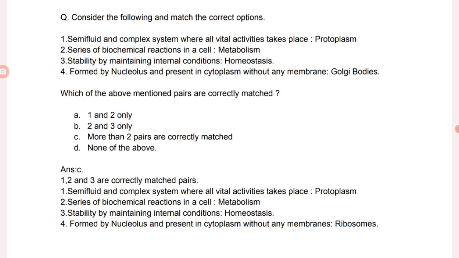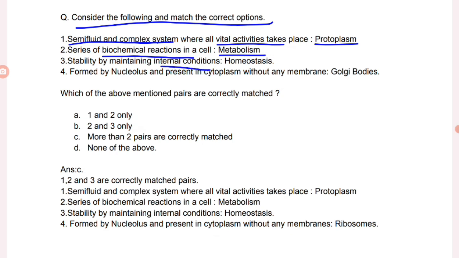So the first question is, consider the following and match the correct option. Semi-fluid and complex system where all vital activities take place. So what it is known as? Protoplasm. Series of biochemical reactions in a cell, it is known as metabolism. Stability by maintaining internal conditions, homeostasis. Formed by nucleolus and present in cytoplasm without any membrane. So this is wrong. Here it will be ribosomes. Okay.